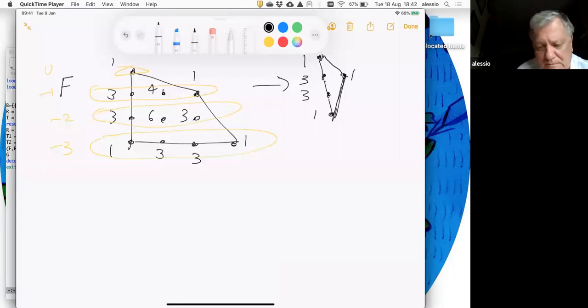Okay, so now here's the definition of zero mutable.